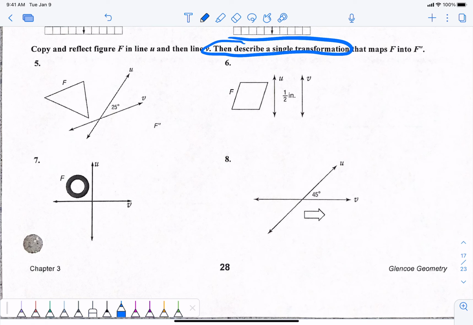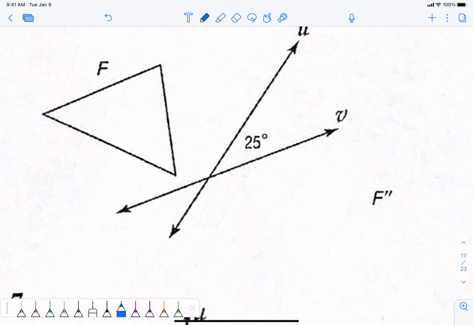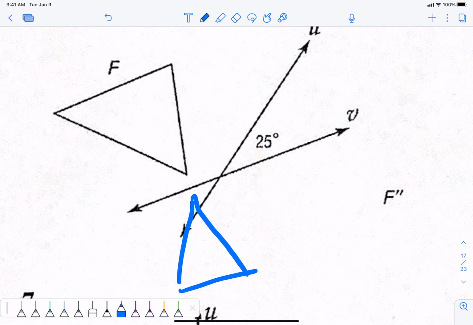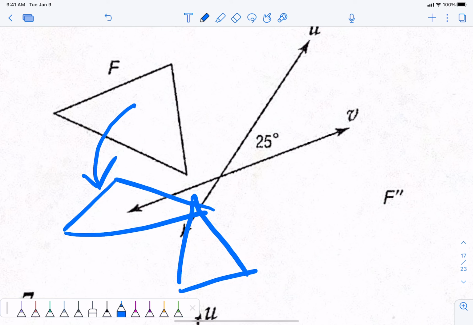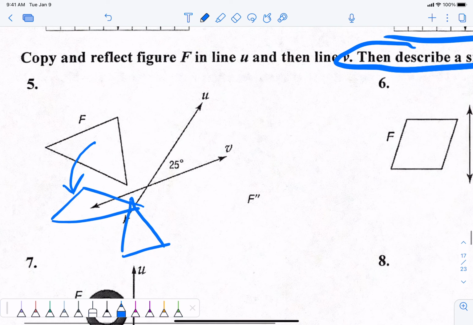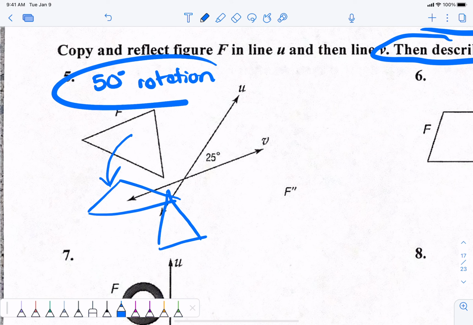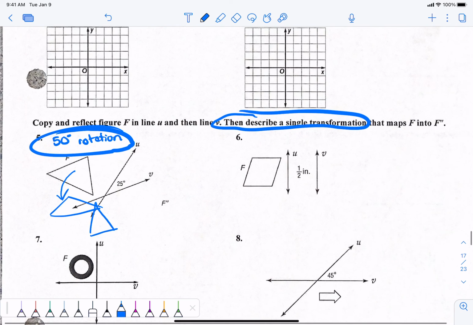So like number 5, if I flip it over V, maybe he'll look something like that. Flip him over U, whatever, back this direction. How could I go from here to here? Just multiply it by 2, or 2 times the distance. 2 times, what's the distance? 50-degree rotation. So the 50-degree rotation is what I'm looking for. Does that make sense? Yeah. Your picture can be a rough sketch, but I'm really looking for the 50-degree rotation part.